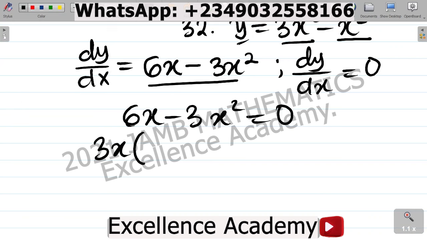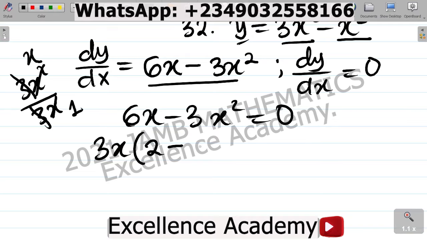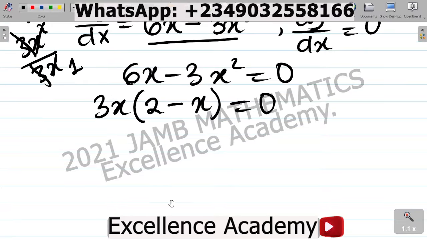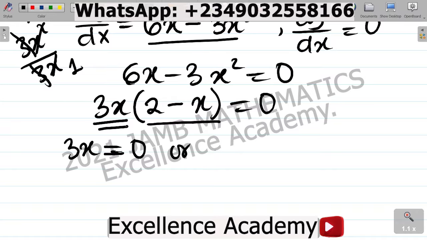Okay, so I have this as 2 minus 3x squared divided by 3x. This cancels this. x here, 1, x here, x. So that gives you x. So you have 2 minus x, it's equal to 0. Next thing here, take the term outside brackets, that's 3x, as equal to 0, or take the term inside brackets, 2 minus x, as equal to 0.